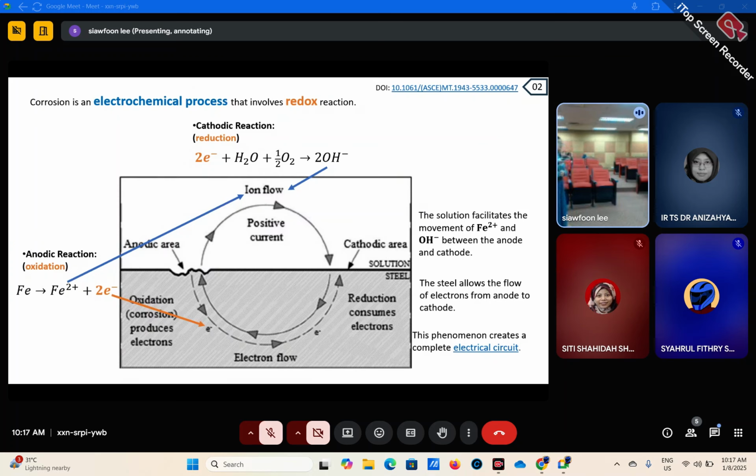ion, and this hydroxide ion will flow in the solution phase, but not in the solid phase. So this is the reason it completes a circuit. So this is the reason corrosion is termed as an electrochemical process, not just a chemical process.